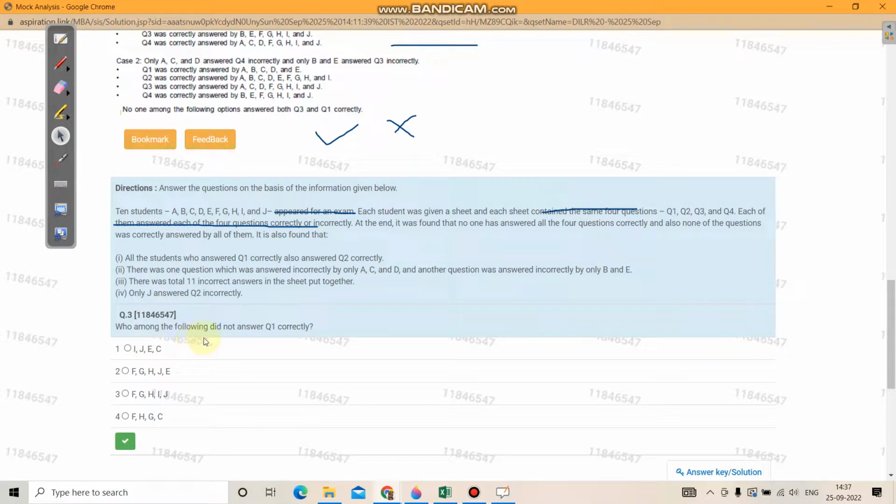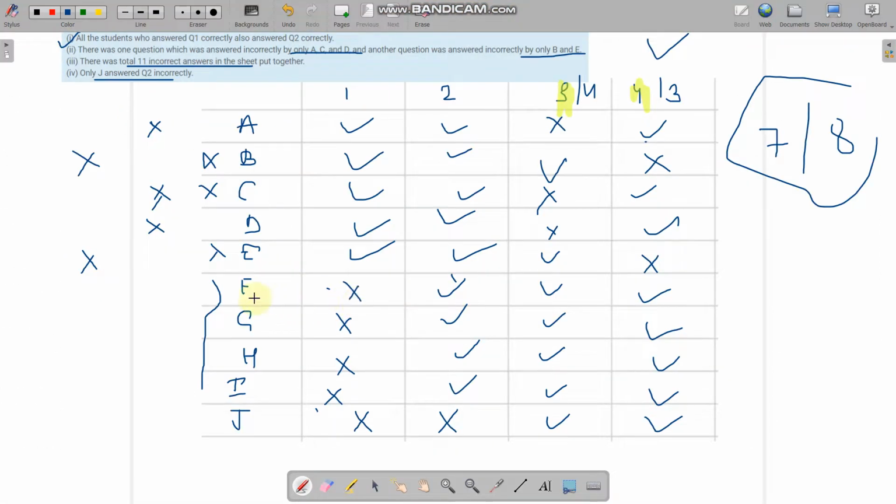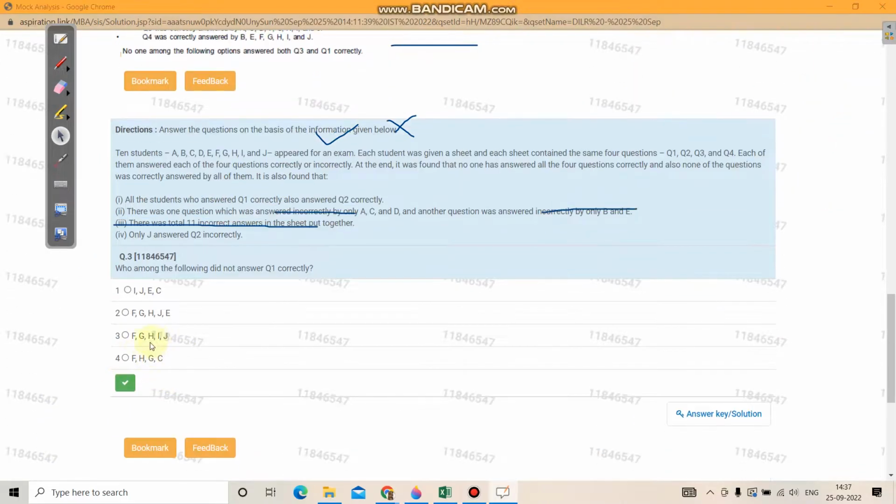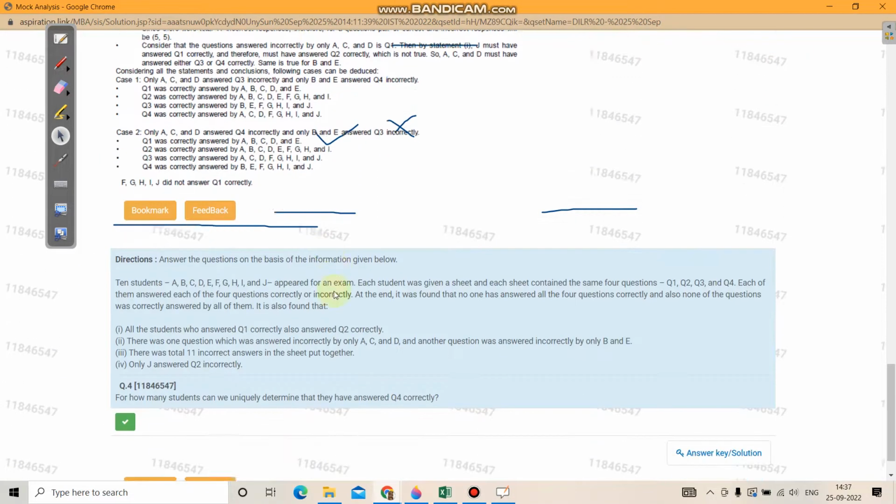Fourth question: who among the following did not answer Q1 correctly? The last 5, I guess. F, G, H, I, J. So option 3. Yeah, correct.